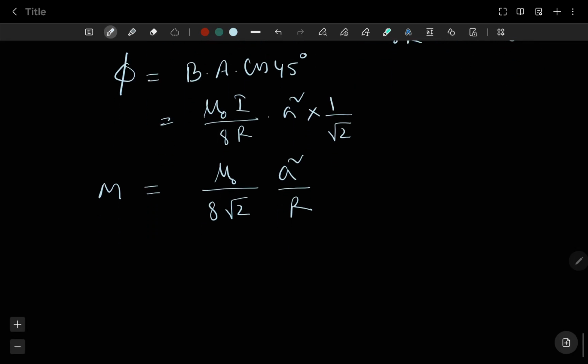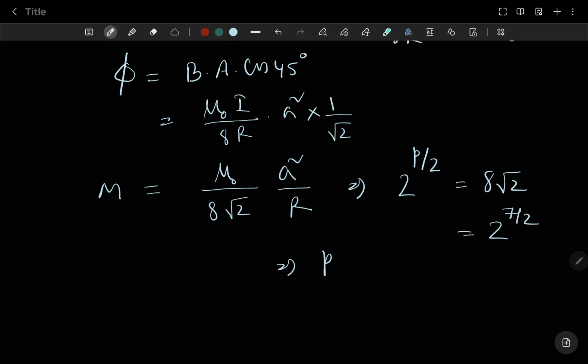So from here the expression is given, and comparing it with the expression, we can write 2 to the power p by 2 is 8 root 2. So it is 2 to the power 3 plus half, that is 7 by 2. So clearly p is 7.